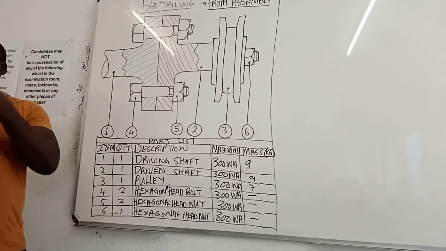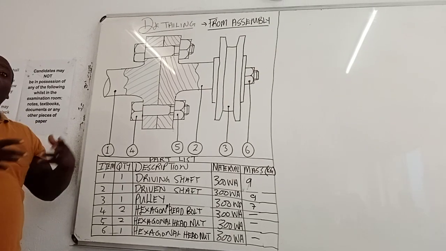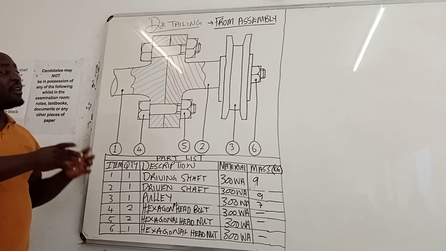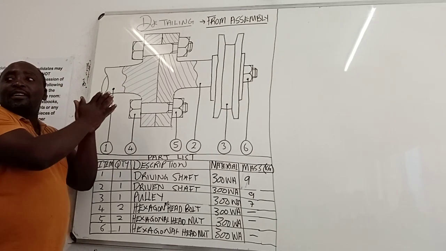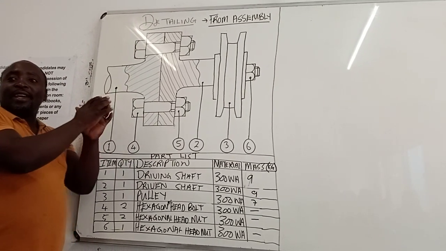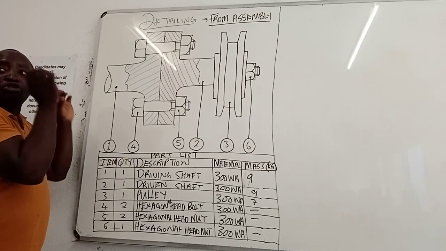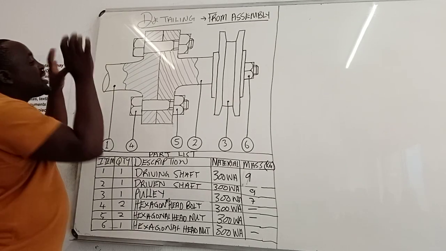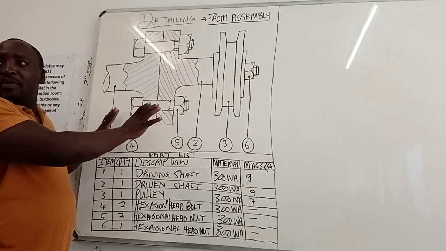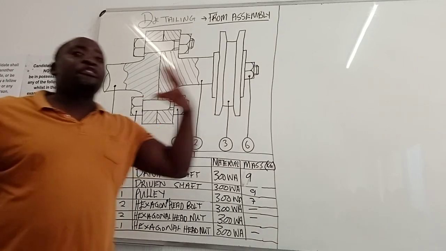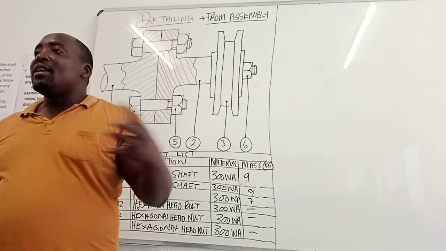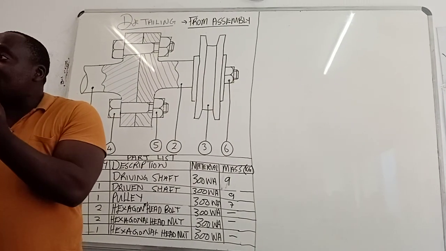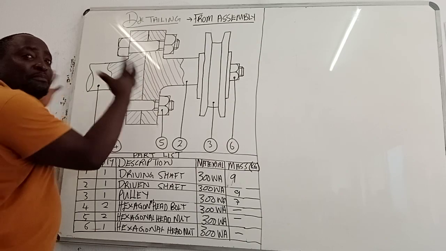Remember, I've just created it for the sake of our class, so that we understand what detailing is. Okay? This drawing I have here is an assembled drawing. You take parts from different components and gather them together, and they work as one unit, one device. This is an assembly drawing.